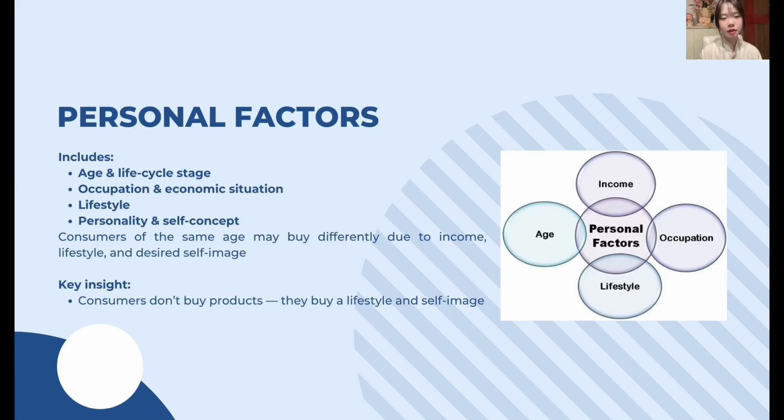Next are personal factors, which explain individual differences in consumer behavior. These include age and life cycle stage, occupation and economic situation, lifestyle and personality, and self-concept. Even people of the same age can make very different purchasing decisions because they differ in income, lifestyle, and the image they want to project. For example, part-time students are usually more price sensitive, while wealthier students may care more about brand image. And the key insight of personal factors is that consumers don't buy products, they buy a lifestyle and self-image.